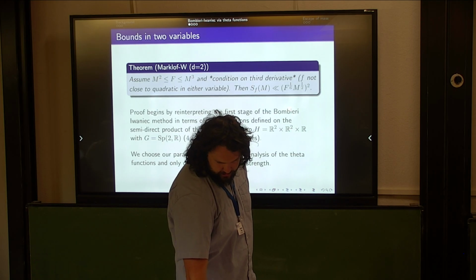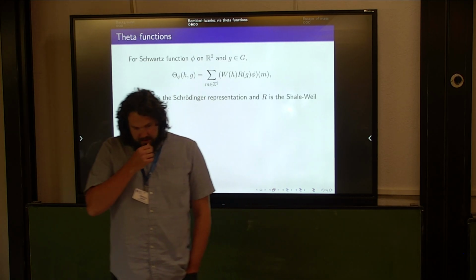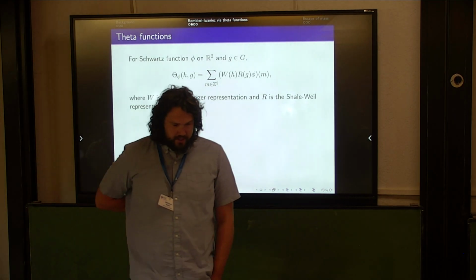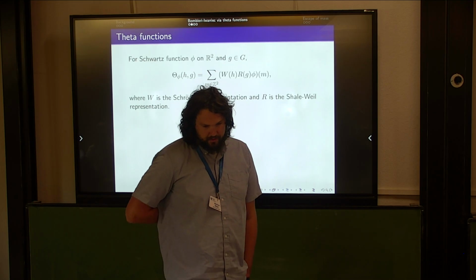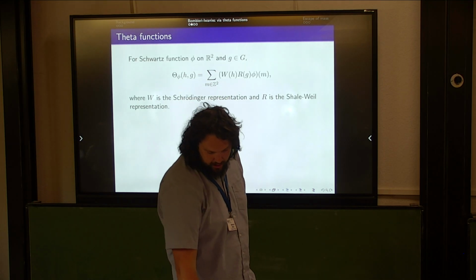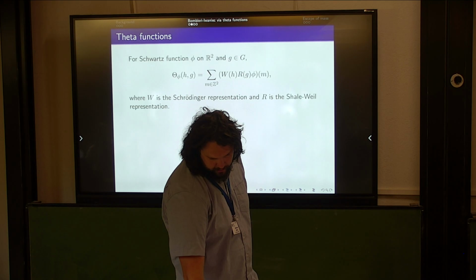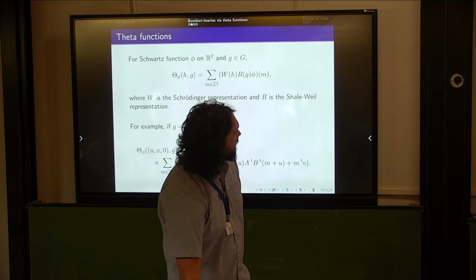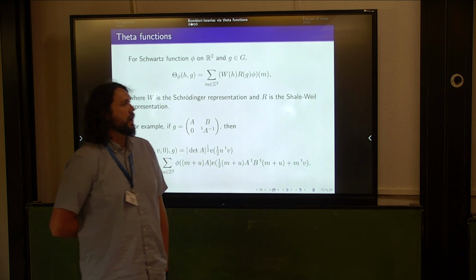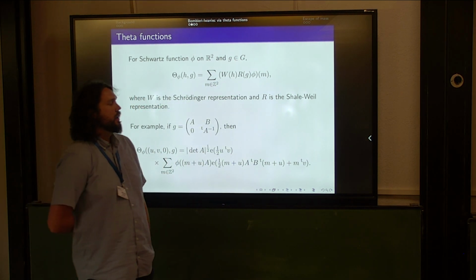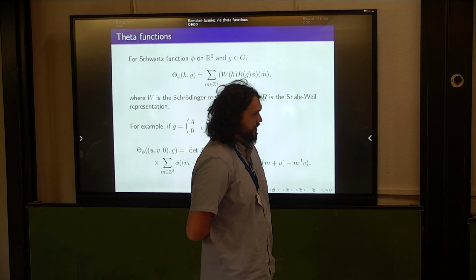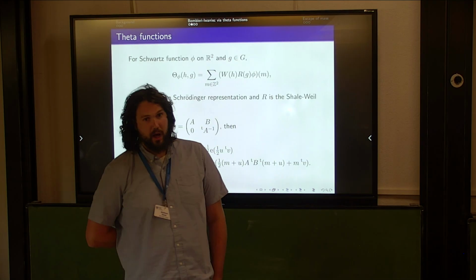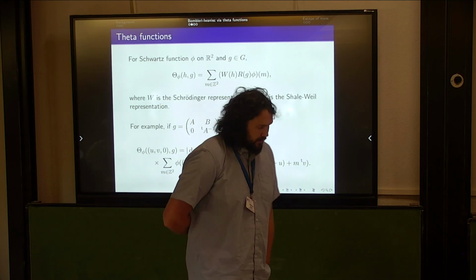Okay, so our theta functions are defined like this. We have a Schwartz function, and we sum it over the integers of the Weil representation. And kind of the important example to keep in mind is that if our symplectic matrix is in this parabolic, then we get this quadratic form in the phase.